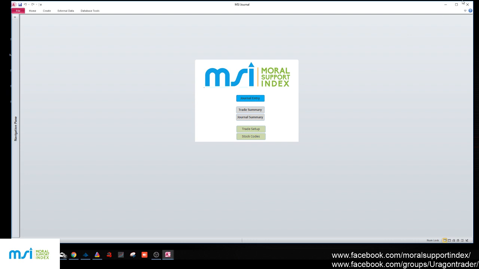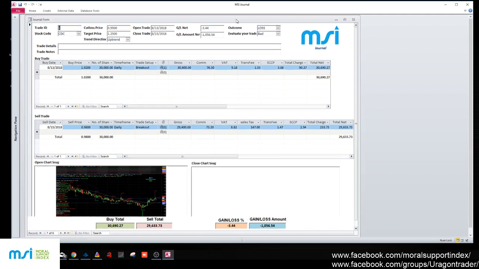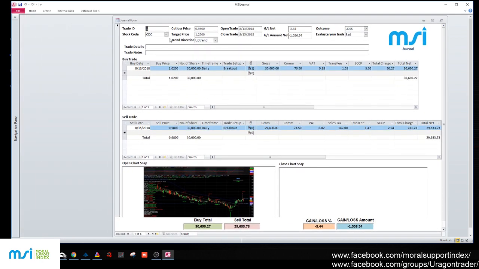Now that we have the idea on how the MSI Journal works, we will go to the actual input. Bali, meron na ako dito mga sample journal na nilagay just to show you guys how it really works. Okay, so let's say here I am trading CDC and cut loss price at 0.95, target price at 1.25.